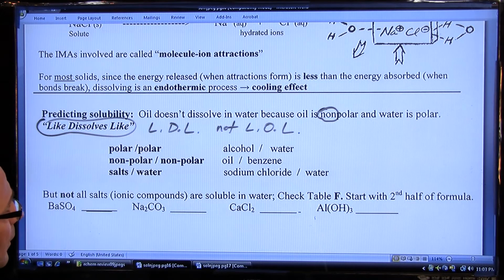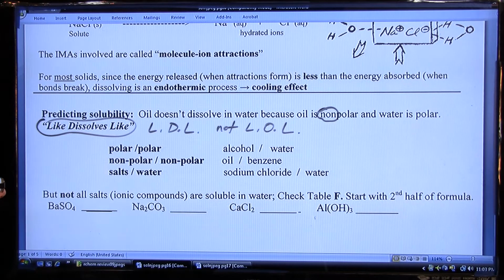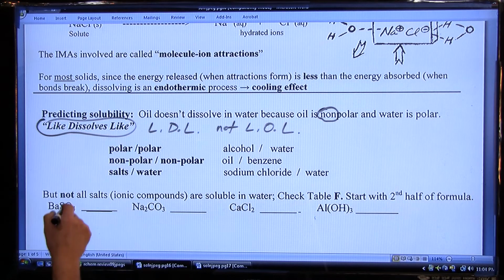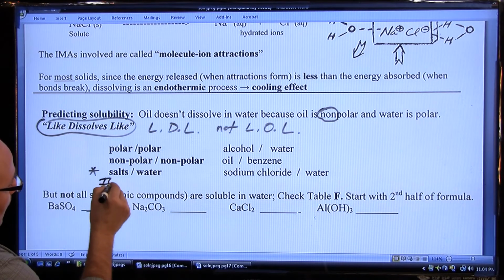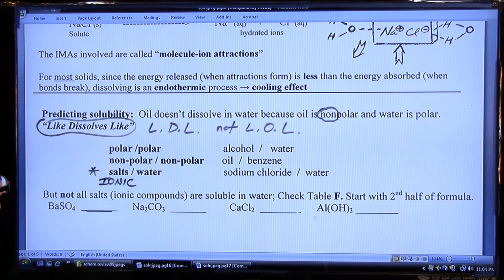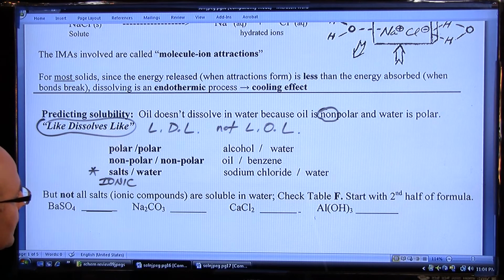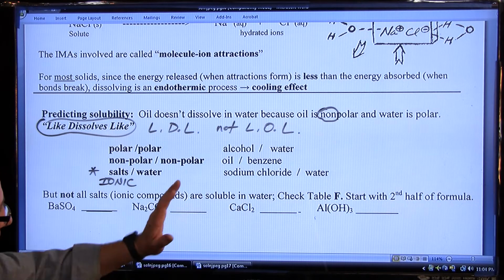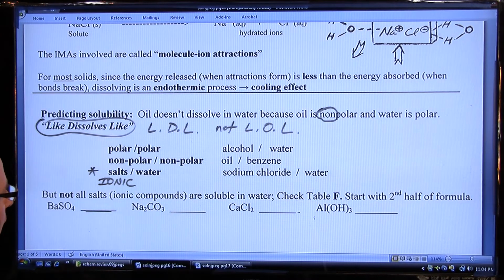On the other hand, oil does dissolve in something. It would have to dissolve in benzene, as an example, because benzene, like oil, is nonpolar. So you have nonpolar dissolving with nonpolar. And of course, the case of salts in water, as we just mentioned a second ago, is a case of an ionic compound, because salts are ionic compounds, dissolving in water because of the molecule-ion attractions that we just mentioned. All right, but sodium chloride, as I said a second ago, happens to be a soluble salt in water.